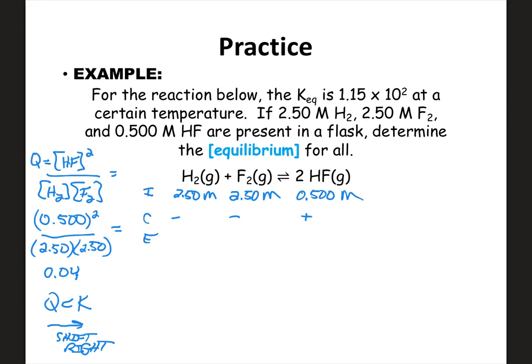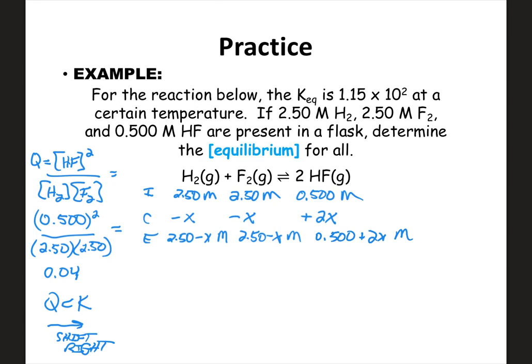If we look at the stoichiometry here, the reactants are going to lose some amount of x, and the product is going to gain 2x because there's 2 HF for every one of each of the reactants. So when I write my equilibrium concentrations, it's going to be 2.50 minus x molar, 2.50 minus x molar, and 0.500 plus 2x molar for the concentration at equilibrium for the HF here.